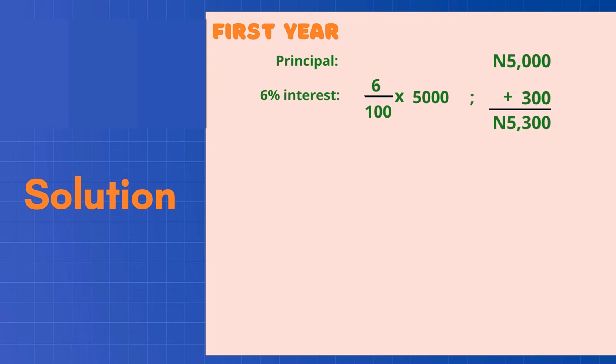Now, for the second year, the principal has become 5,300 naira.